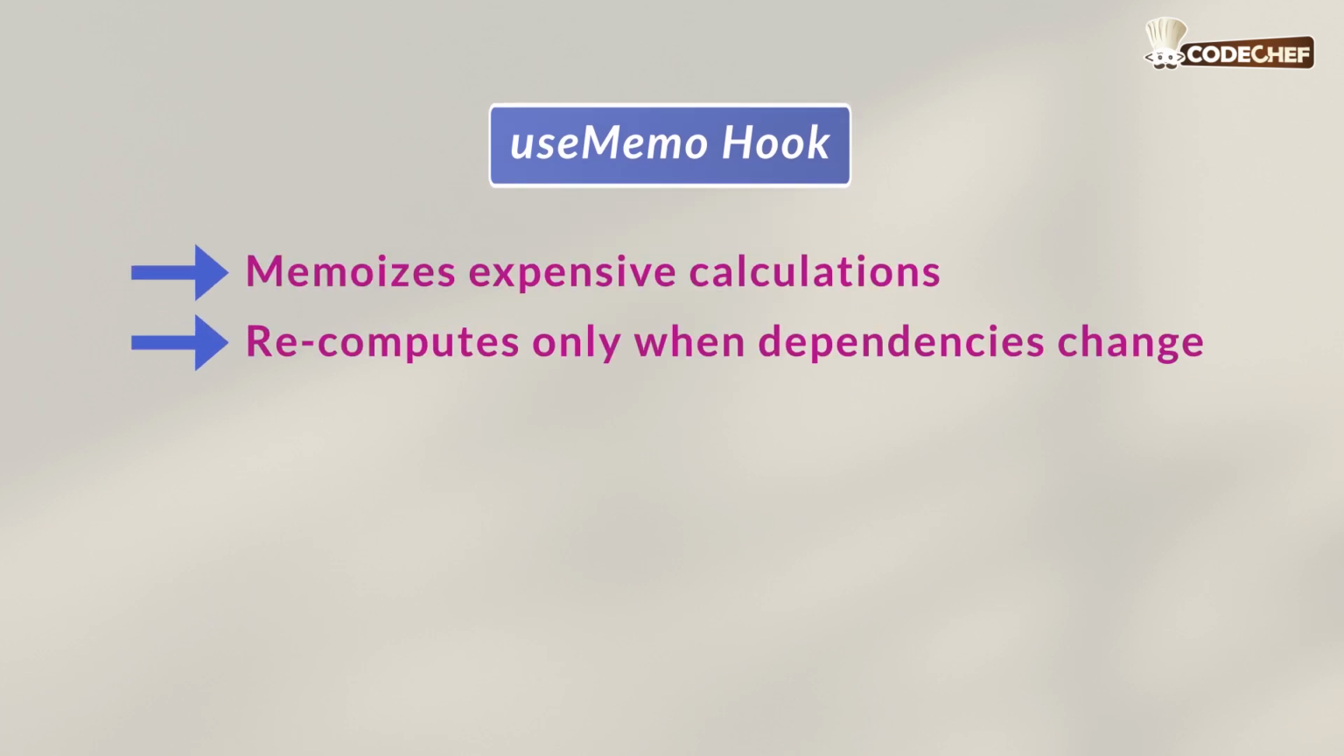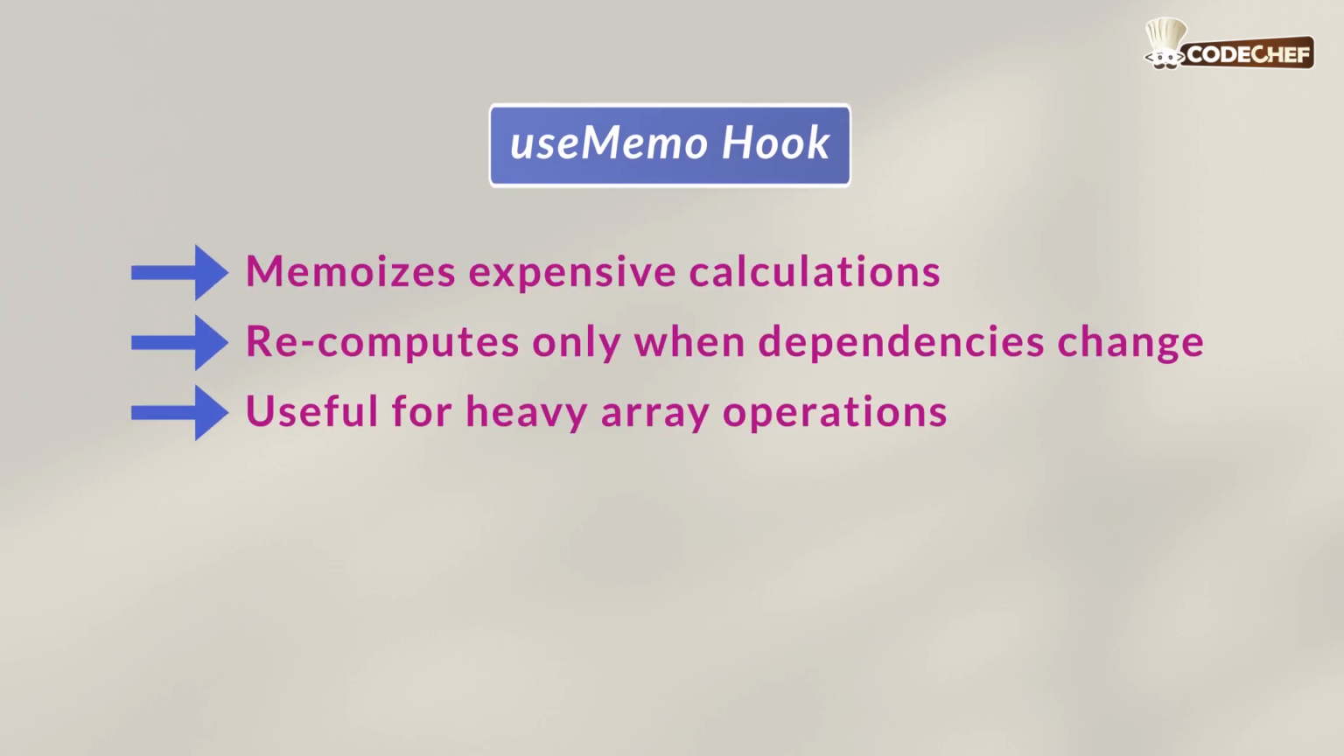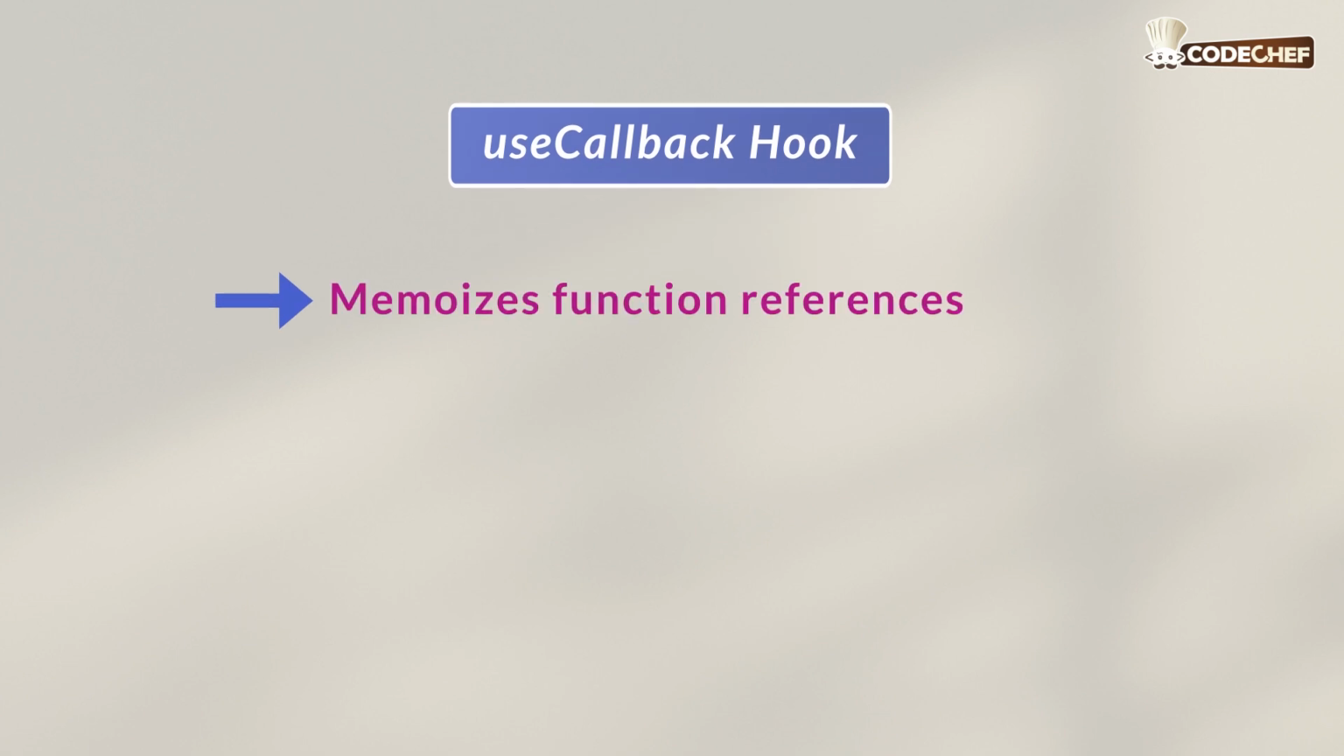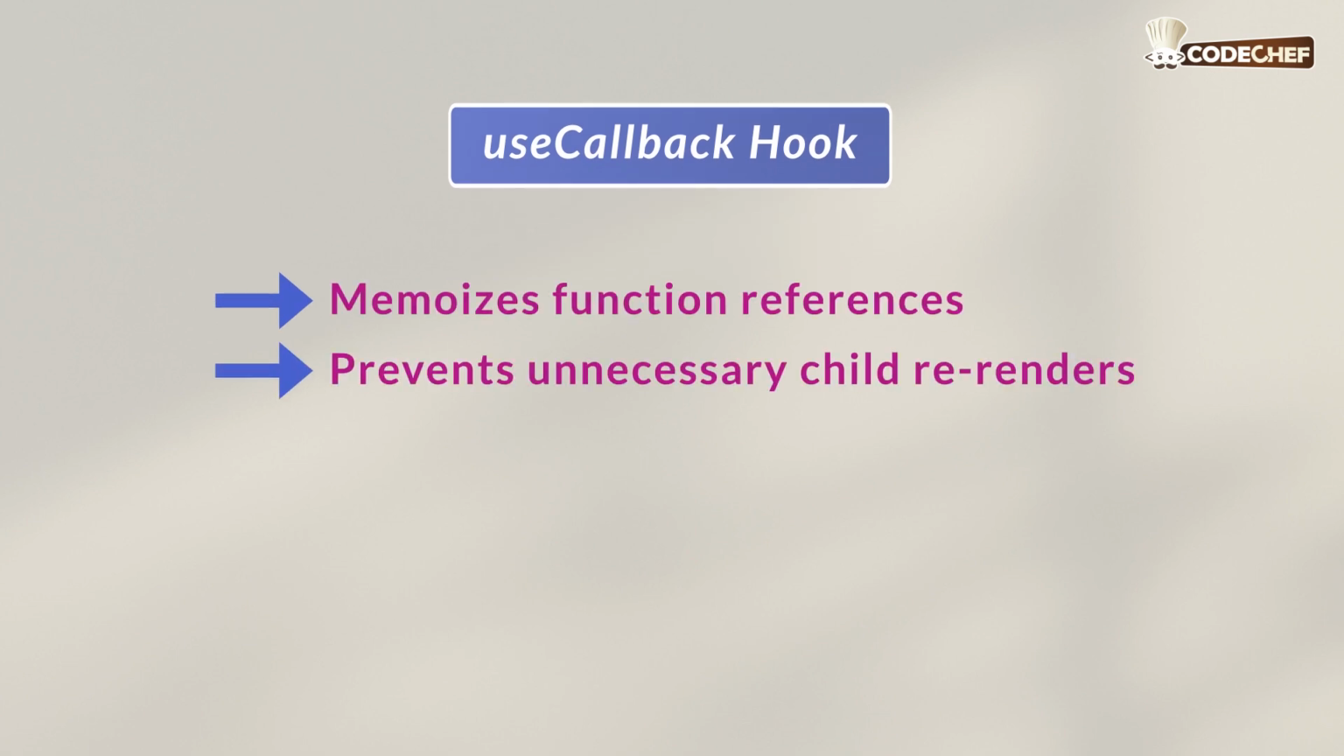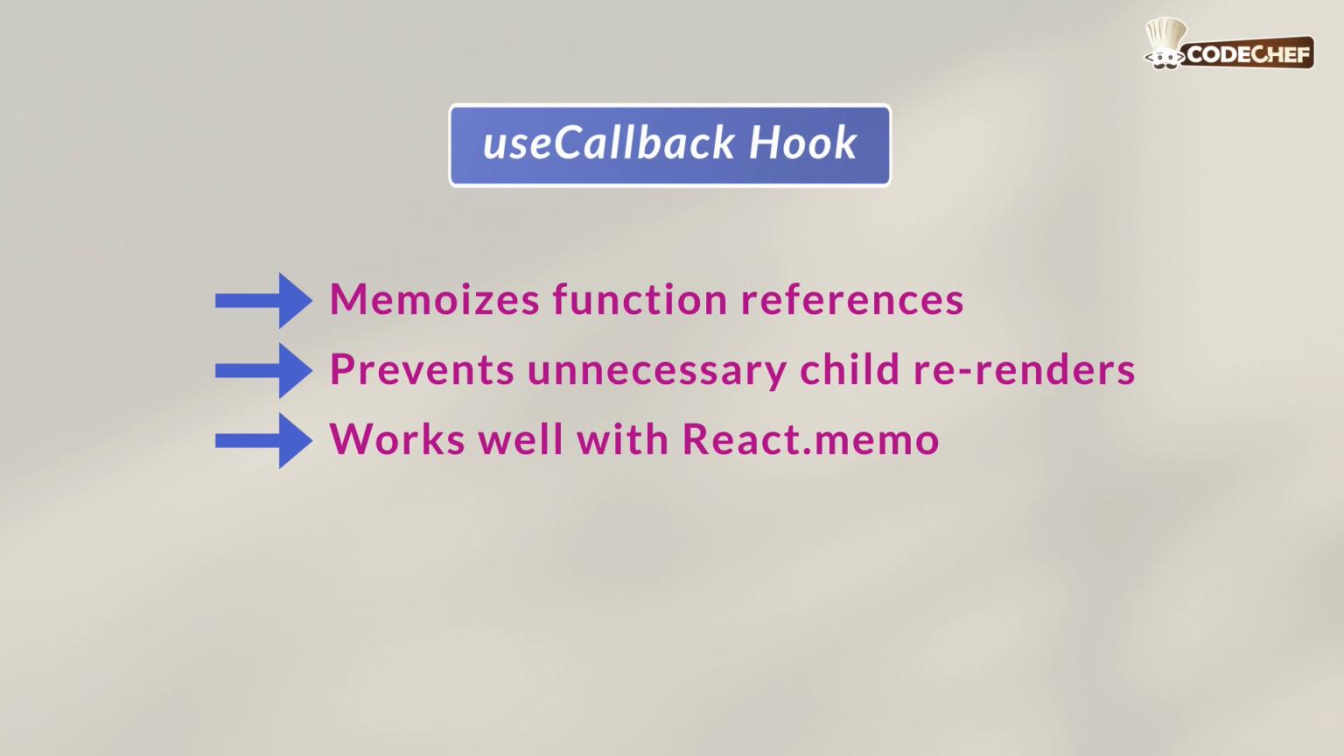useMemo is used to memoize expensive calculations. The calculation only runs again when values in the dependency array change. This is useful for filtering large lists or doing heavy math operations. useCallback is used to memoize functions. Without it, a new function is created on every render. useCallback ensures the same function reference is reused until its dependencies change.